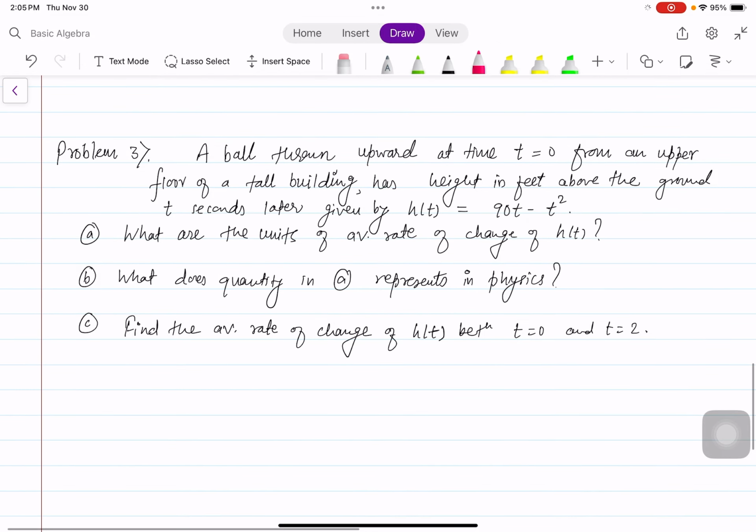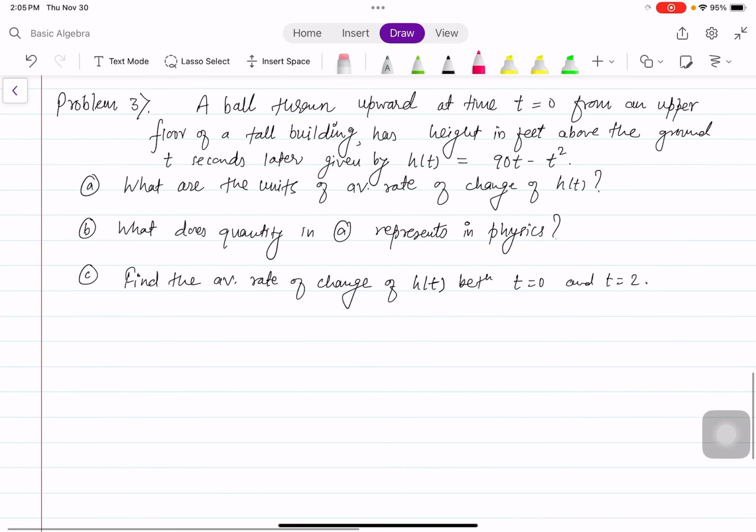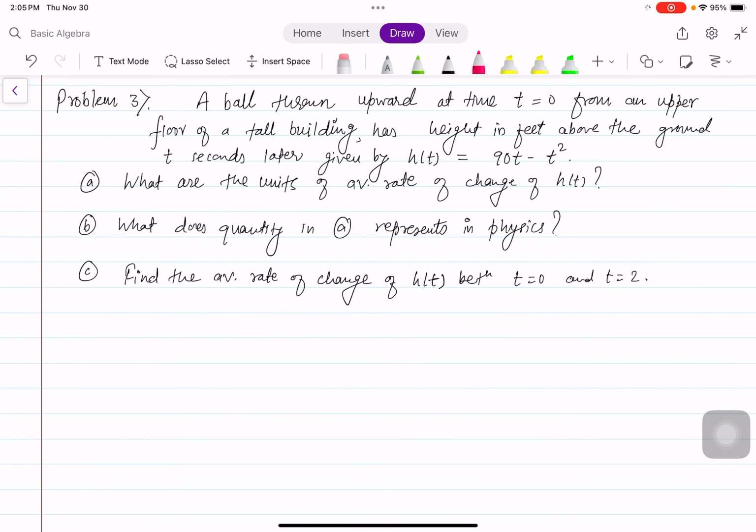Now I want to do problem number 3, and here is problem number 3. I have already copied it down. If you want, you can pause the video and read all the instructions. Okay, I suppose you have read it, and now let's try to solve this. So a ball is thrown upwards at t equal to 0. So first of all, what is the problem asking? What are the units of average rate of change of h of t?